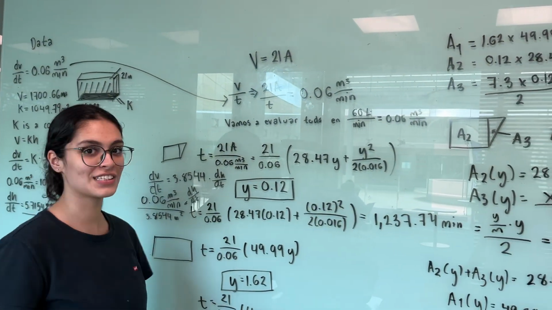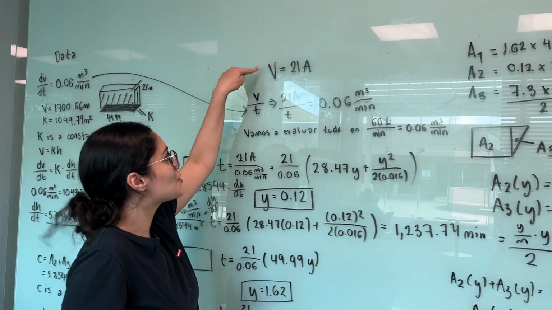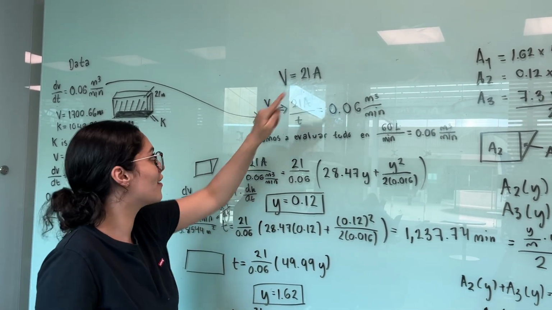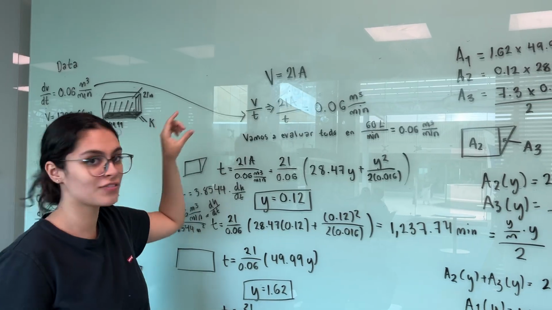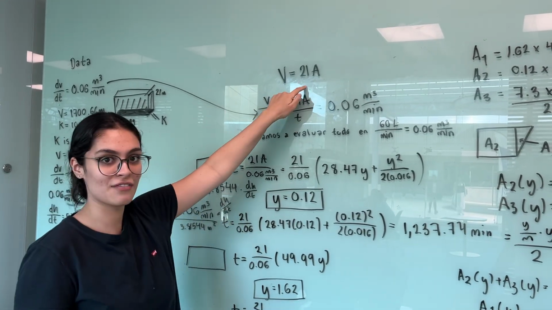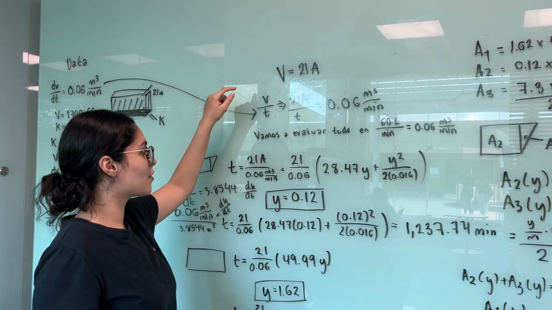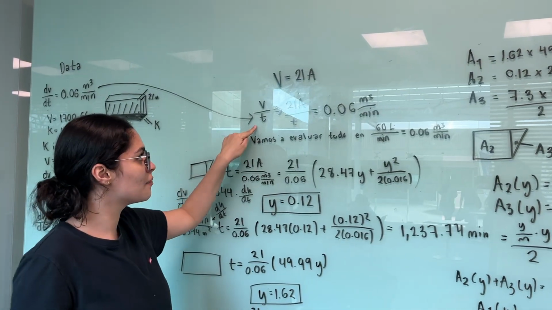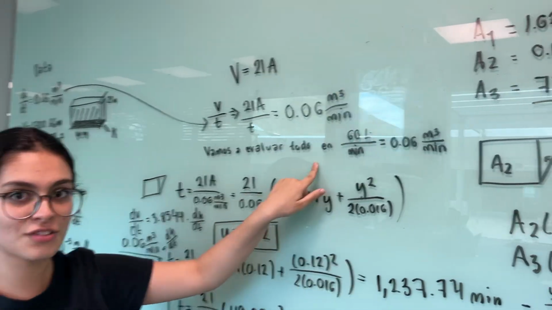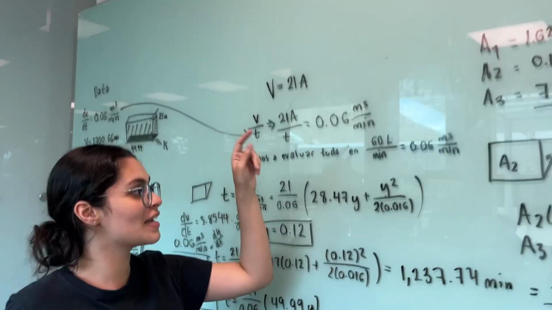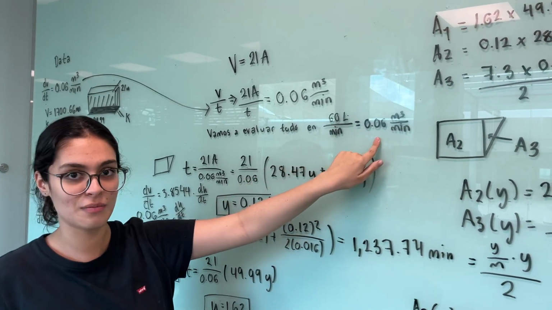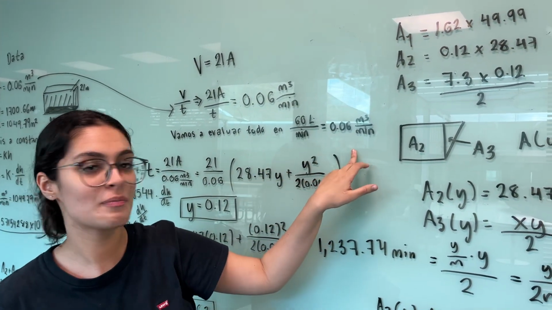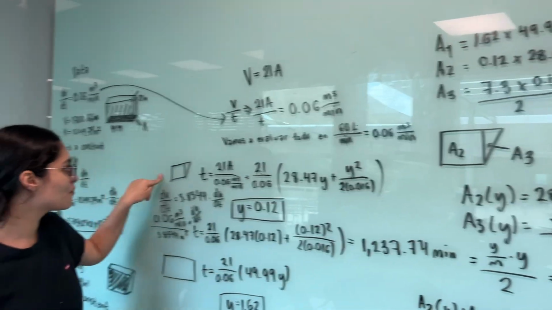Hello, so as you can see, we already got the volume, which is 21 times the area. Okay, so we are now going to find out how much time it takes to actually reach that volume to fill up the whole pool. So we are relating the volume to time, and the constant rate that we are using to fill up our pool is 60 liters per minute, which is when you make the conversion 0.06 cubic meters per minute.